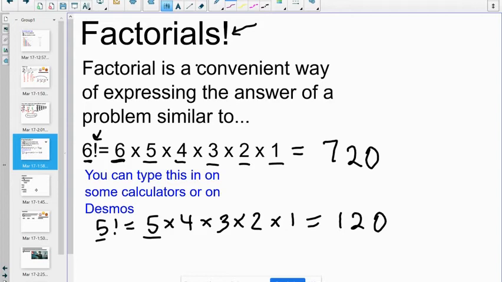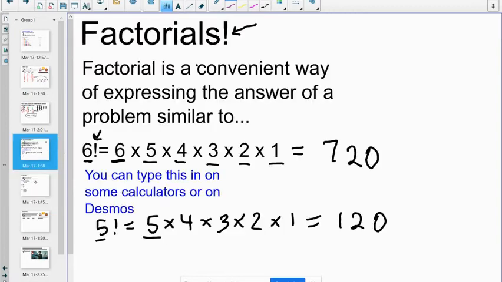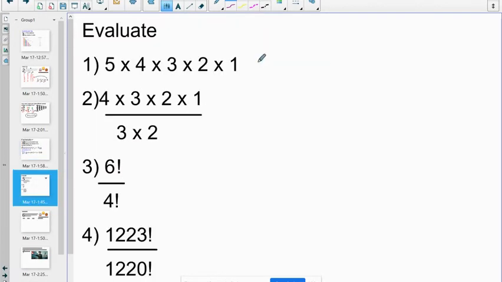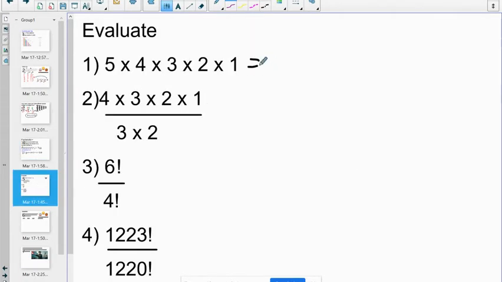So now we'll move on to the next one. Now we'll get some practice with doing this here. Oh, we just did 5. Wow, okay. Well, I just realized we just did 5 factorial. And what was that again? That was 120.